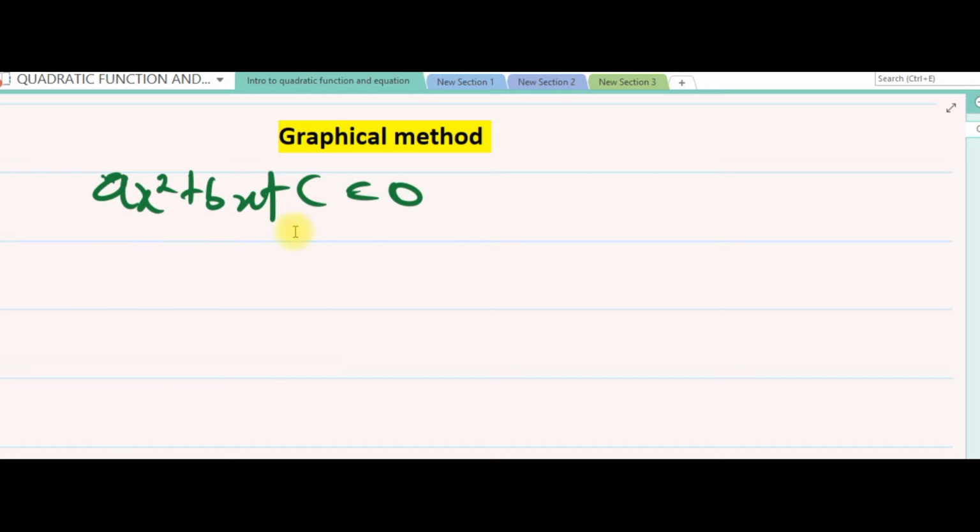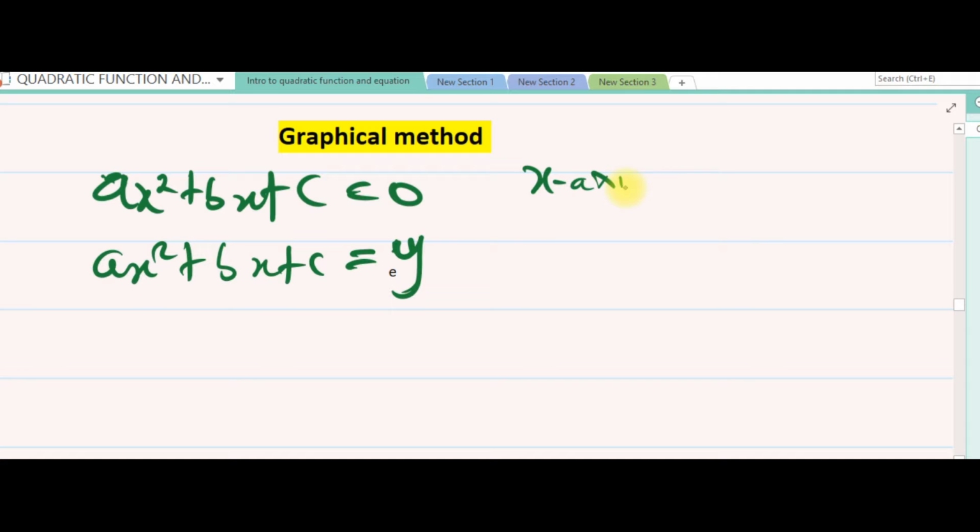Since this is the quadratic equation, and if you remember, our quadratic function is written y equals ax squared plus bx plus c. If you compare now, this is our quadratic function, so y is 0. In maths, y equal to 0 is our x-axis. If you remember, another name for the x-axis is y equal to 0. So this is just the point of intersection.